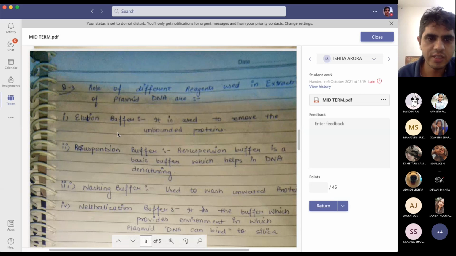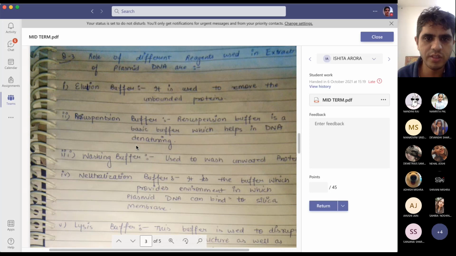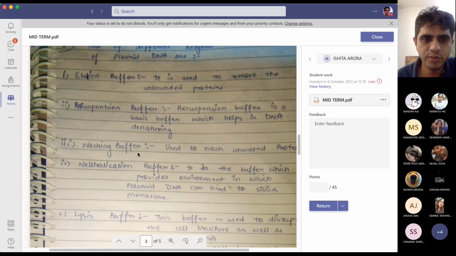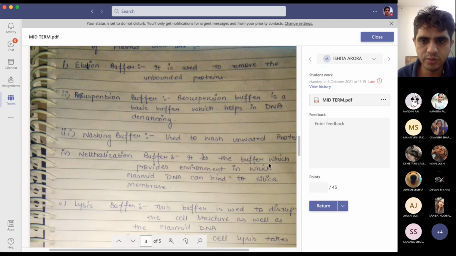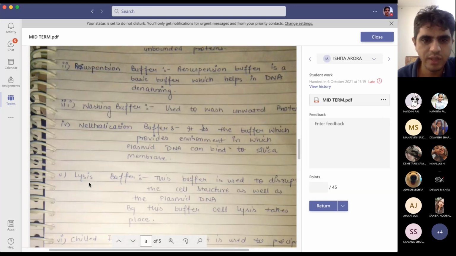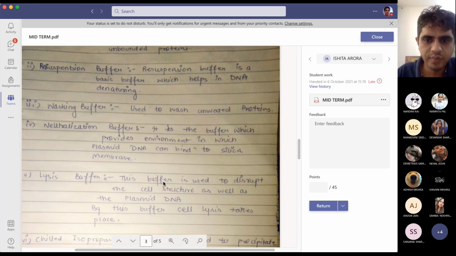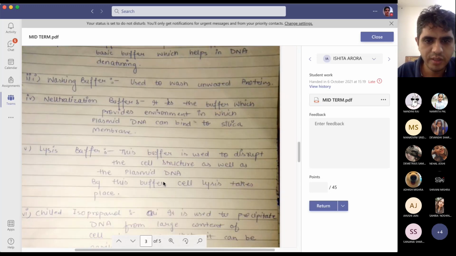Role of different reagents in extraction. Elution buffer, that has already come. Used to remove unbound protein. Resuspension buffer, to suspend the protein, the buffer which helps in DNA denaturing? No. Washing buffer, used to wash this thing. Neutralization buffer, used to provide an environment in which plasmid DNA can bind. Silica, no. Lysis buffer, used to disrupt the cell membrane.